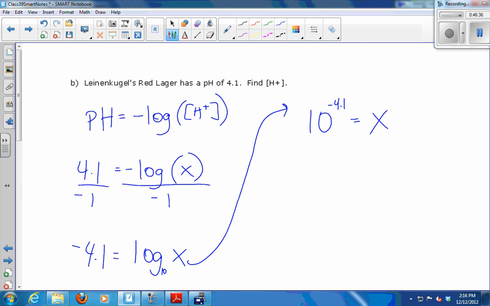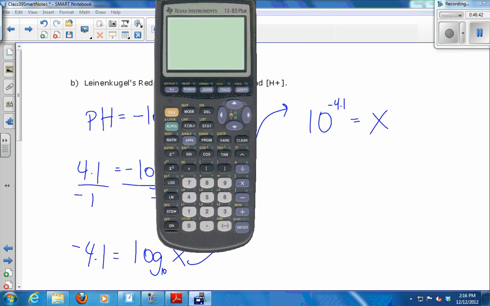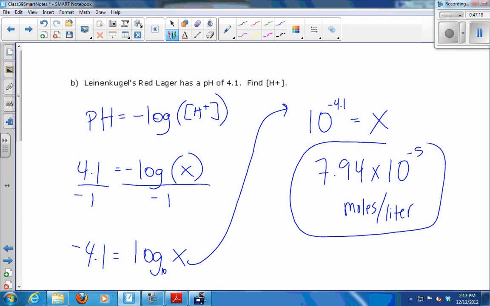You could just leave it like that, 10 to the negative 4.1. Or you could put it in your calculator. And because this is kind of a sciencey example, maybe we'll put it in scientific notation. So 10 to the negative 4.1. And I get 7.94. And this E means times 10 to the. So this is 7.94 times 10 to the negative 5. This is moles per liter. Hydrogen ion concentration.